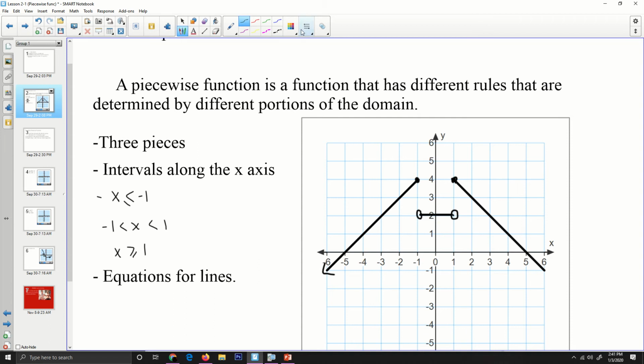And just so that we're clear here, I want to make sure this was not intended to be a negative. I was putting another little bullet point there. But these are the three intervals that we are talking about for this particular function, and then we have three different equations for each of these three line pieces, and we'll get into how to find those very shortly.